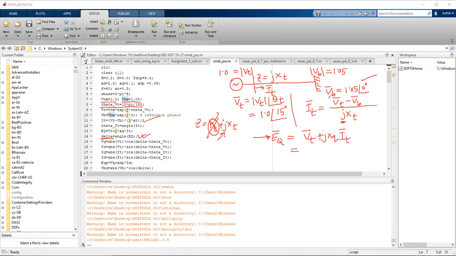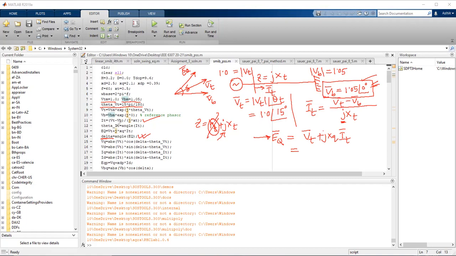Remember, we are taking VB as the zero reference angle directly here. Okay, so this is VB. If this is VB, and this is EQ, that should be your Q axis. This should be your delta, and intermediate, there should be some VT. So this is the phasor representation, and IT would be lagging VT by some angle.